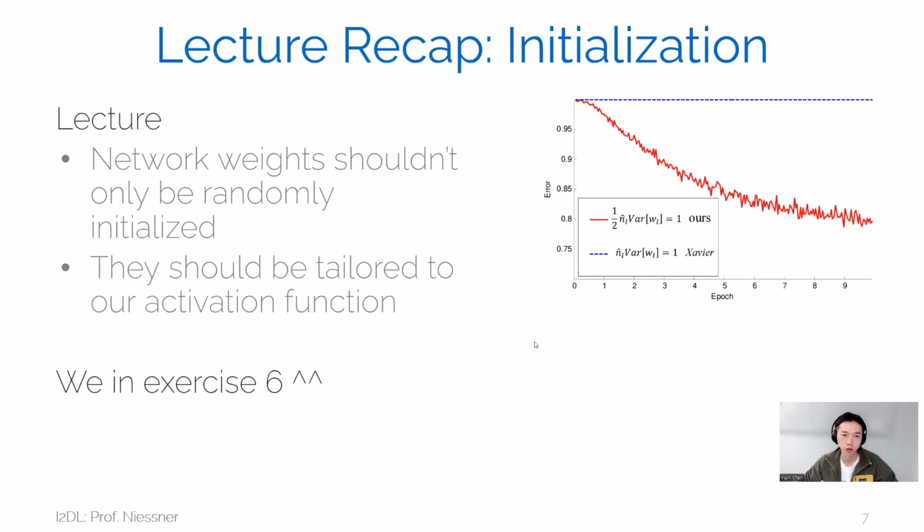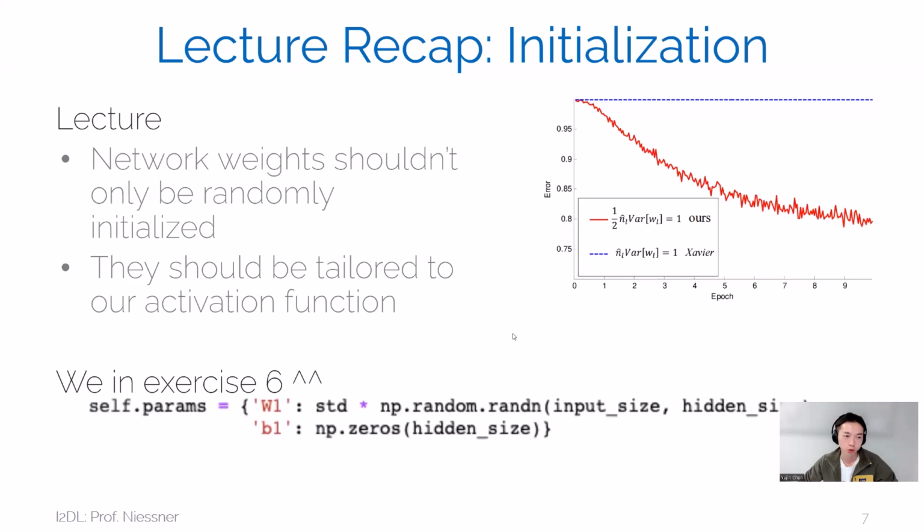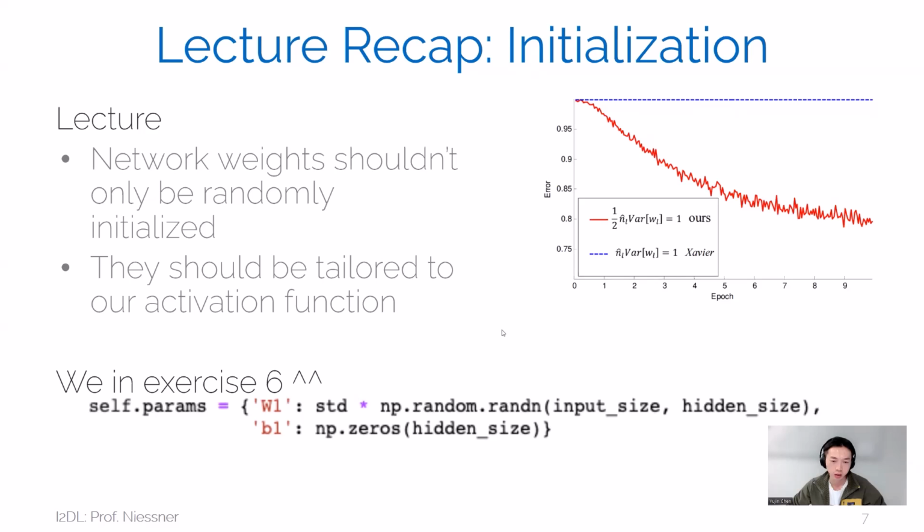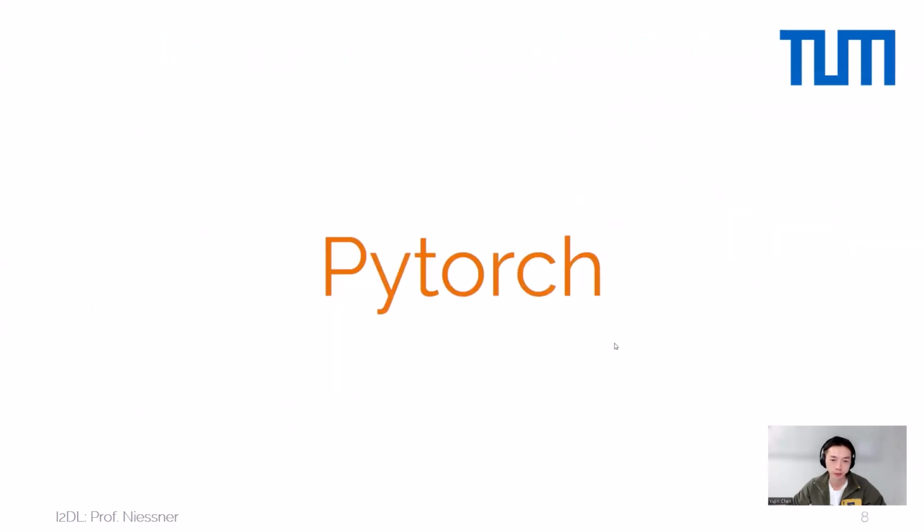So here is a recap of the initialization. You may already have seen it in the recent lecture. It means we should not initialize the weights completely randomly or with zeros. It should be tailored to our activation functions. Like in exercise 6, we used a small Gaussian to do so. We compute the SGD, and also maybe use the Gaussian function to randomly initialize the parameters. It may help a little bit. And then let's go to this exercise, PyTorch.